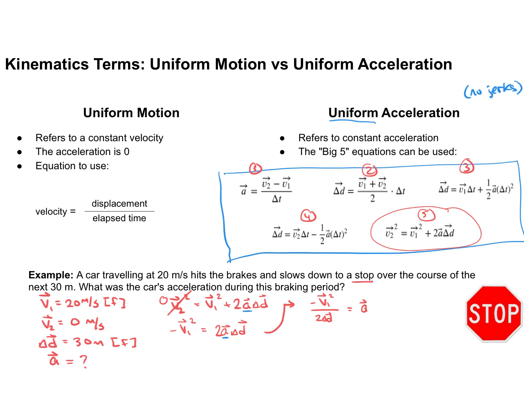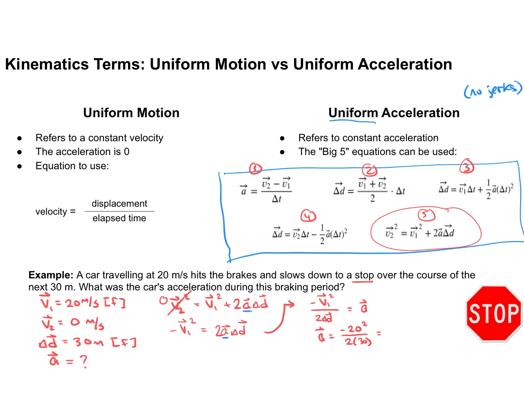And then the 2 and the displacement go underneath the v1 squared, because that's how you can express division. You can express it as a fraction. Okay, now my acceleration is isolated. I'm ready to substitute the values in. So I have negative 20 squared over 2 times 30. Okay, so that's substituting those values in.